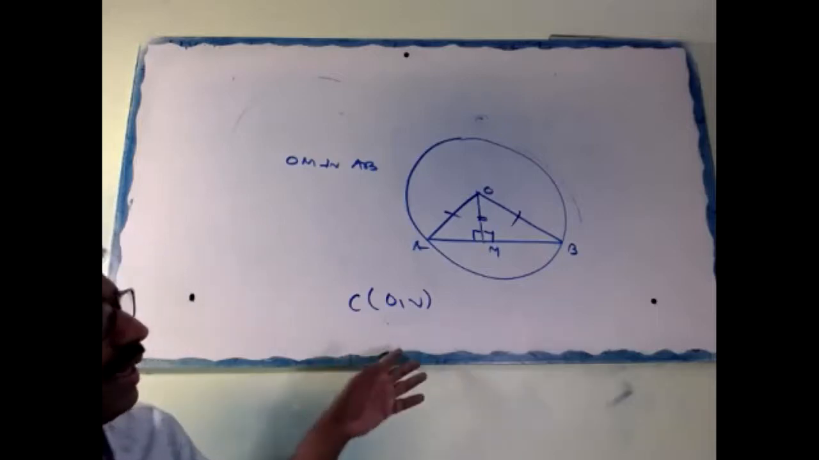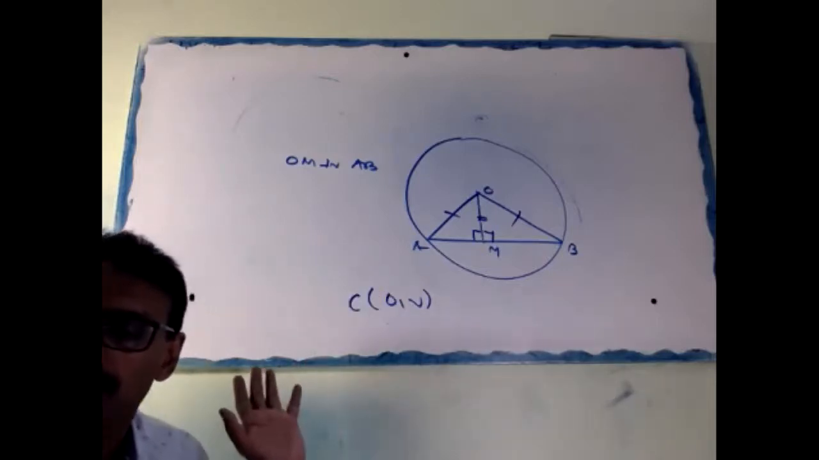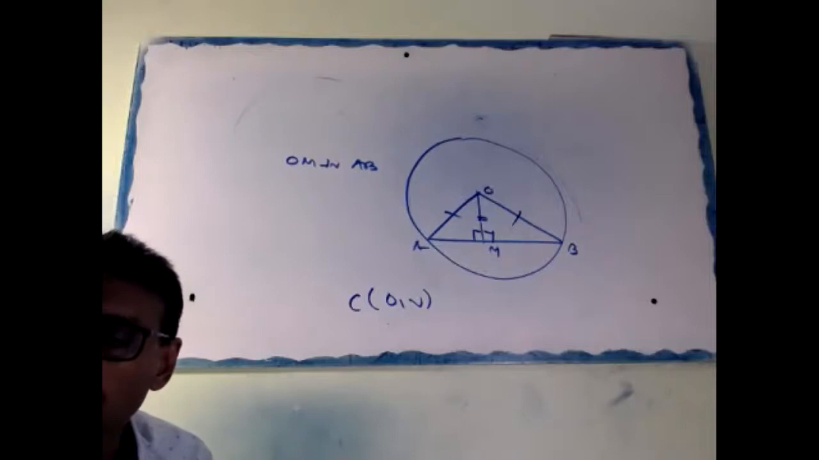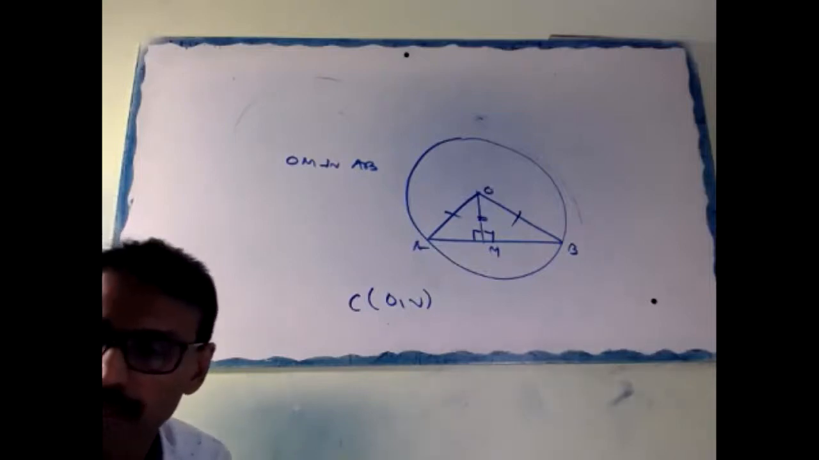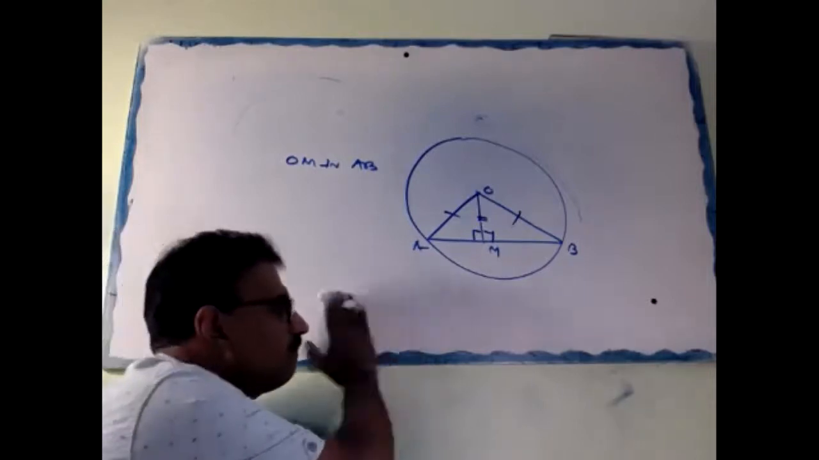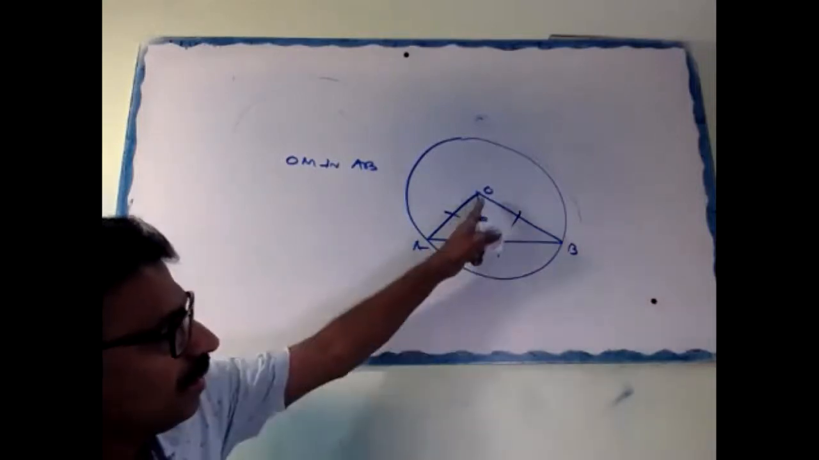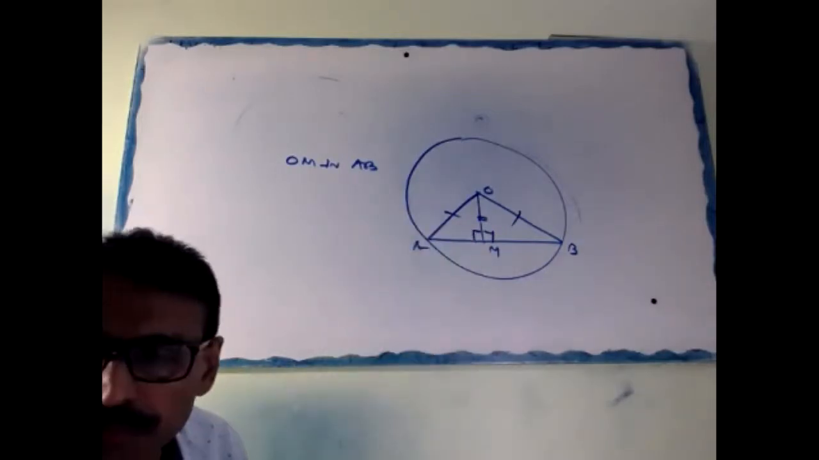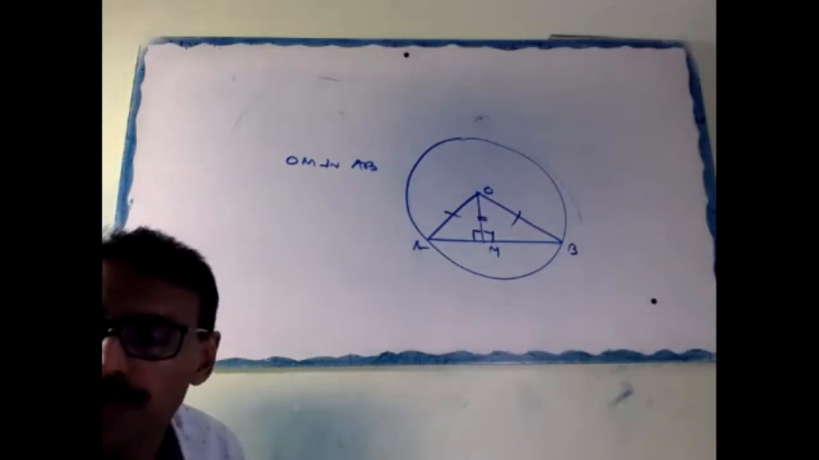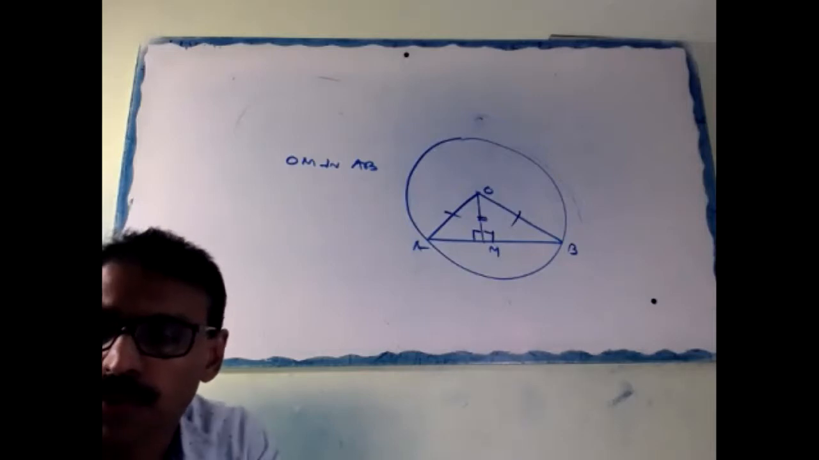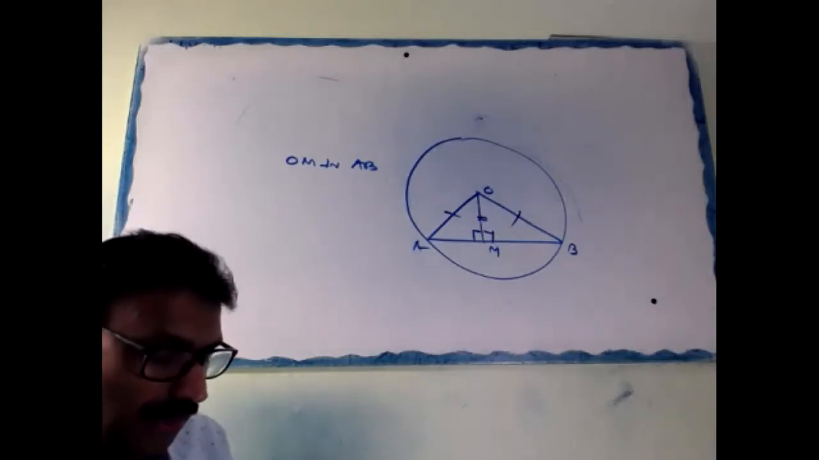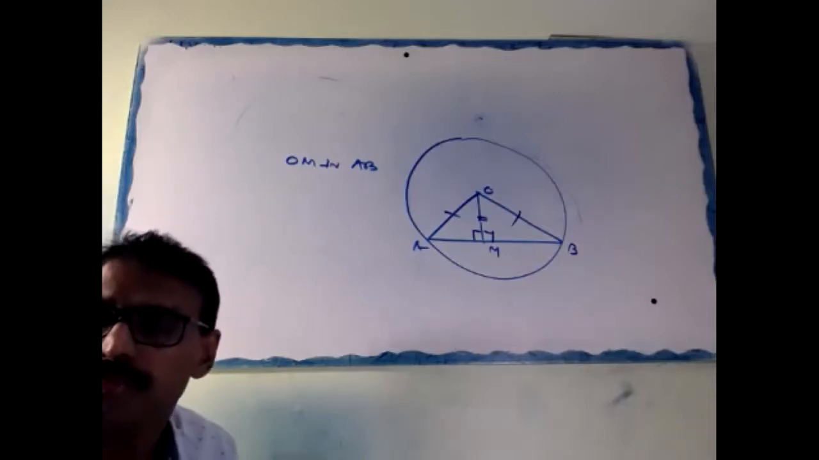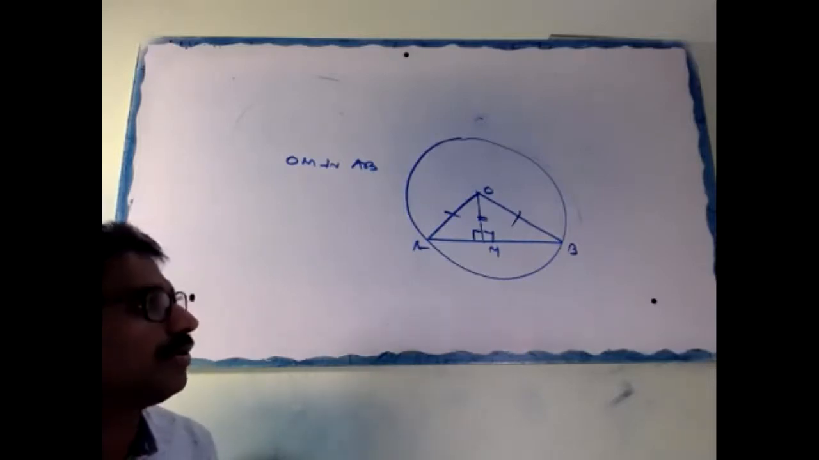Okay, given is this much only. AB is a chord. That's enough. And OM is perpendicular to AB. Clear now? Listen, what is given? AB is a chord, OM perpendicular to AB. Okay, to prove: AM equal to MB.